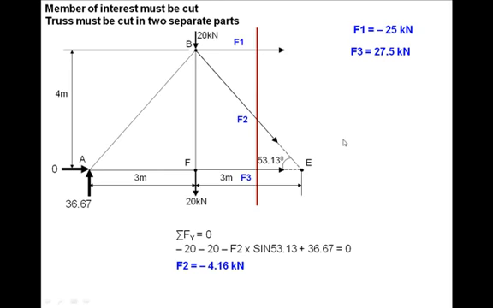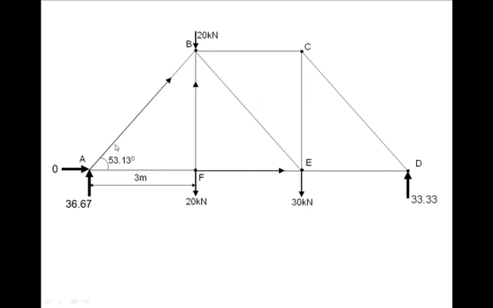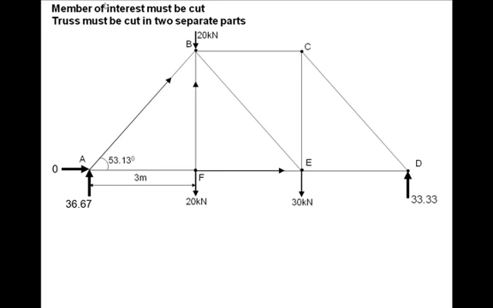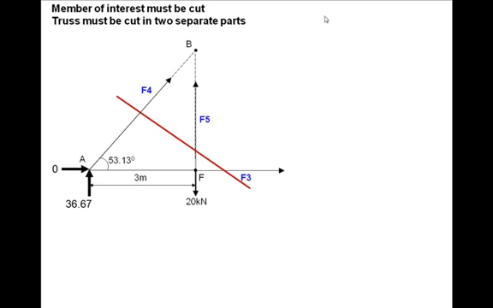Now suppose I was interested in these forces, force in member AB, force in member FE, and force in member BF independently, one by one. So what I would do, I would use the same thing. I'll take the member of interest and see that it is cut, and then that cut truss must be cut in two separate parts, and see this cut. Now I use the lower part of the truss. I call this F4, F5, F3.